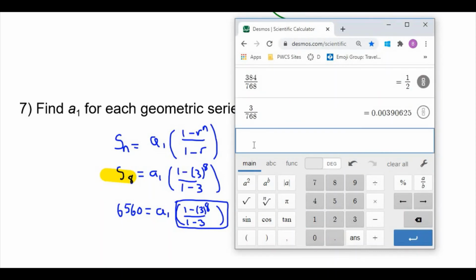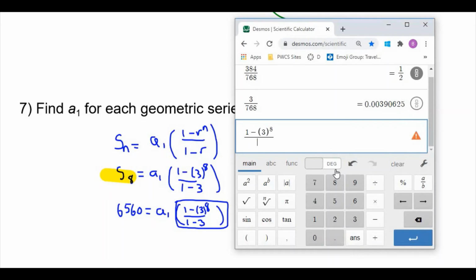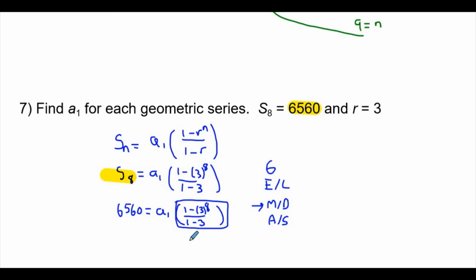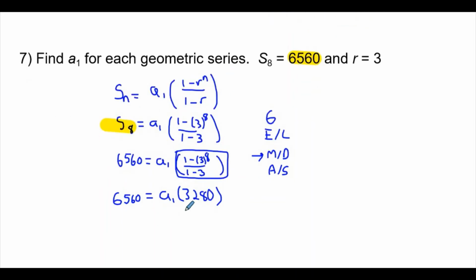So I'm just going to type in, 1 minus 3 to the 8th power. I'm going to highlight the whole thing, hit division, and type in 1 minus 3, or negative 2, and that's 3,280. So now that I know that, this is 3,280. Once I know what that is, there's actually only one thing to do, which is to divide by that, because again, I'm solving for A1. So all I have to do is divide by 3,280 on both sides. And let's see what we get, right? Because that's the only step we have to worry about once we figure out what this mess is.